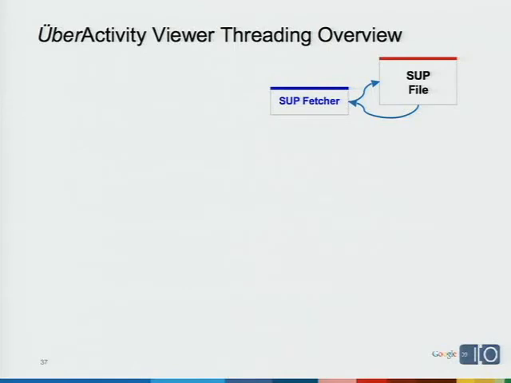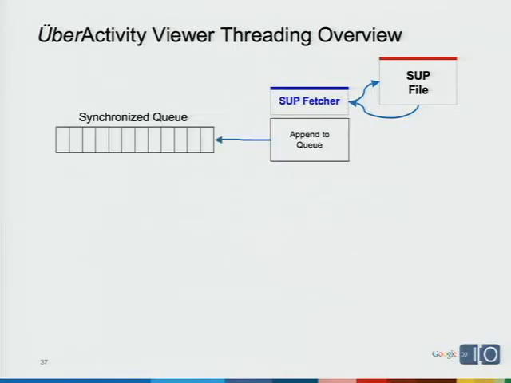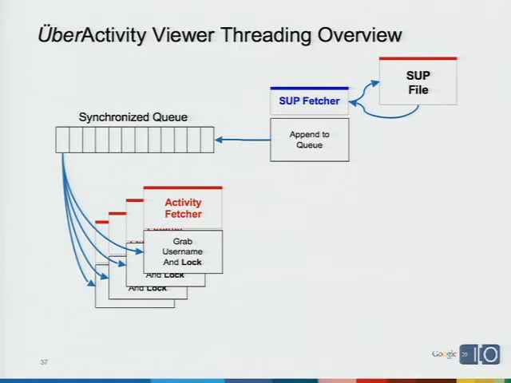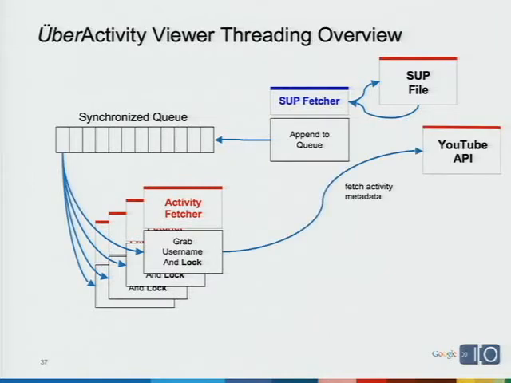So here's a basic diagram, once again, just of, we have the sup fetcher thread that's going to actually retrieve the sup file and parse it for us. And now we have this synchronized queue that is going to get appended to with the username of what user's activity needs to be updated. And then we have these activity fetcher threads, which you can configure how many you need, which are just going to grab out of that queue and actually pull down the activity for each of those users, while acquiring a lock on them so they don't fight over the same user. And then they just go up to the YouTube API to fetch the activity, put that in the database, and we're done, basically, because all the rest is handled by the PHP website, which is, again, very similar to the PHP website we saw before.